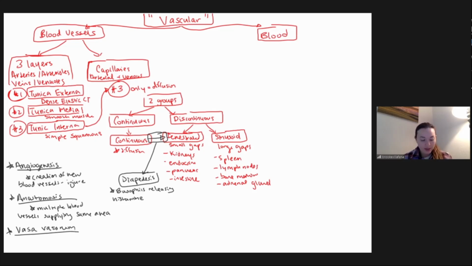vasa vasorum is the specific capillary bed that actually gives blood supply to major arteries and veins. So this is capillary bed supplying blood to major arteries and veins. And this is because they have the 3 layers. So when you have the 3 layers, you can't perform diffusion very well, right? So the 2 outside portions of it, the tunica externa and tunica media, those need their own nutrients. And so that's why we have the vasa vasorum, okay?